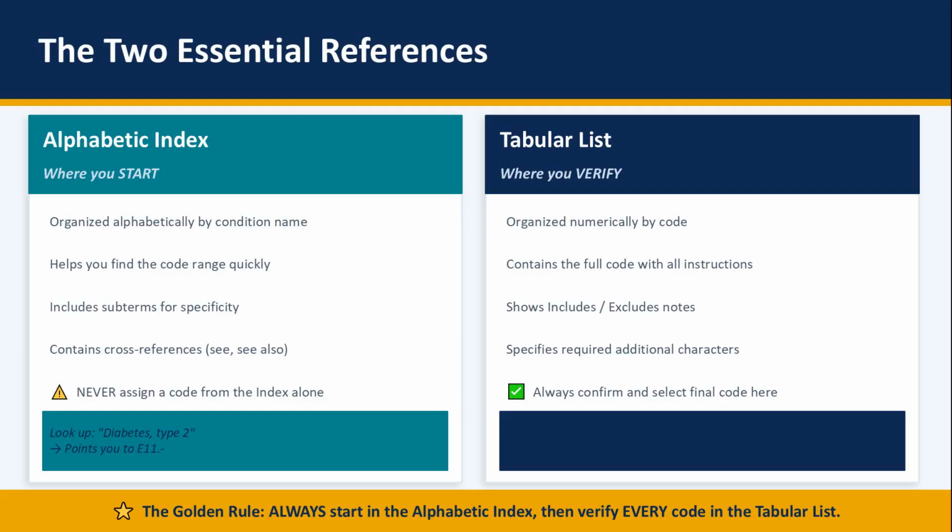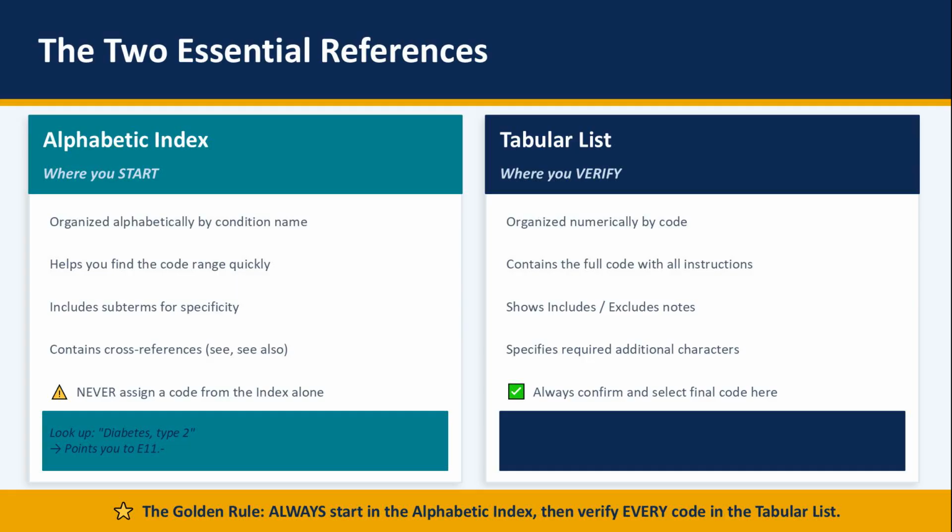The alphabetic index. This is organized alphabetically by the name of the condition, disease, or term. It's your starting point. When a patient presents with, say, type 2 diabetes, you go to the alphabetic index and look up diabetes. Under diabetes, you'll find subterms: type 1, type 2, with complications, without complications, and so on. The index narrows you down to a code or code range, like E11 whole.